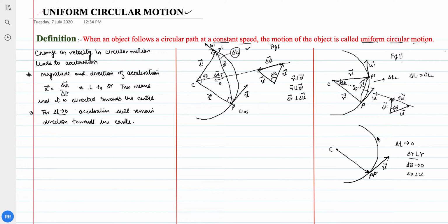So you have seen in the three figures, figure number 1, figure number 2 and figure number 3, in every case acceleration remains directed towards the center. So throughout the circular motion, acceleration remains directed towards the center. So our problem was to discuss the magnitude and direction of acceleration. So till now we are very clear about the direction of acceleration, that acceleration will always remain directed toward the center.